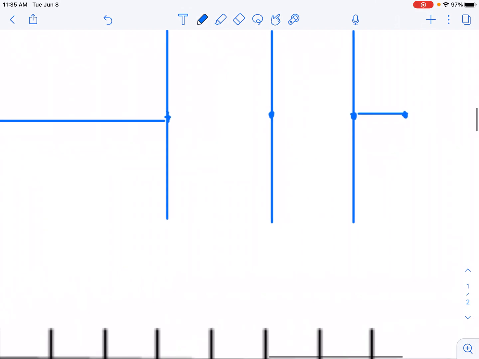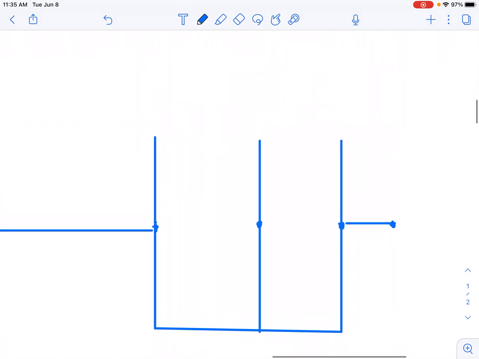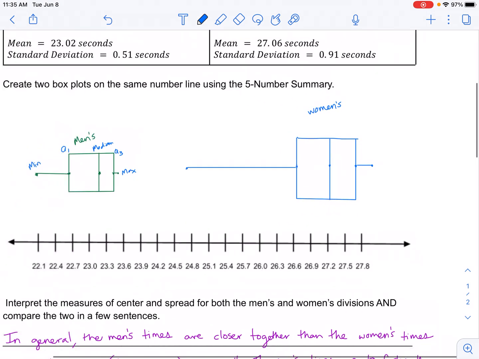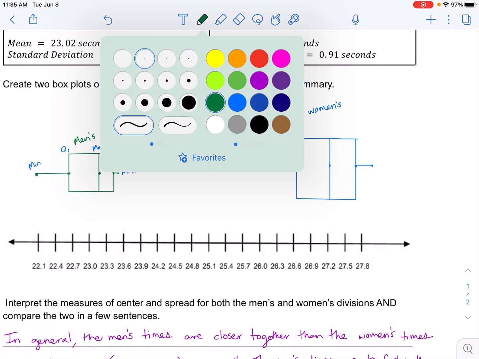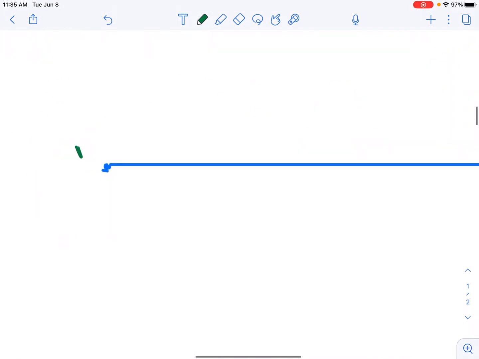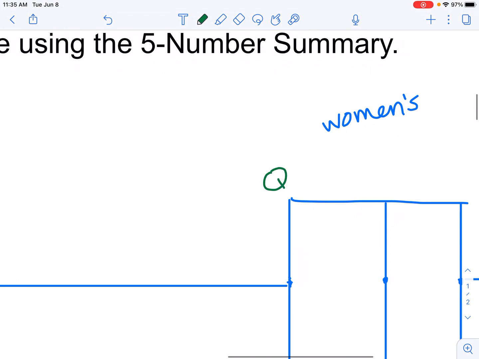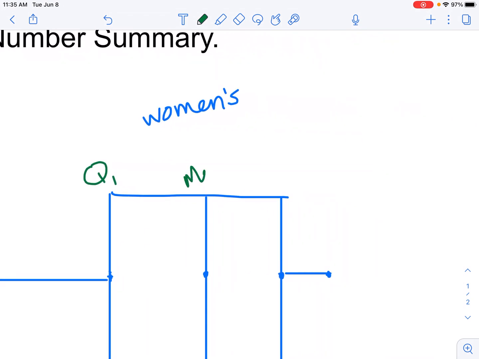So here we go. Just drawing some lines. And so this is the women's team over here. So same thing. We had our minimum, our fastest runner right here. Quartile 1 right here, median, quartile 3, and our maximum.